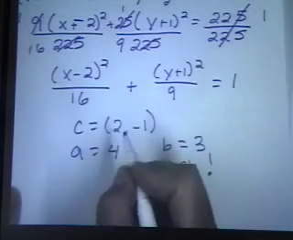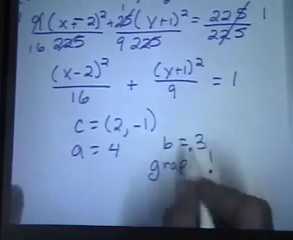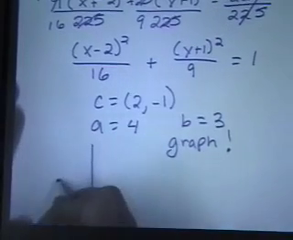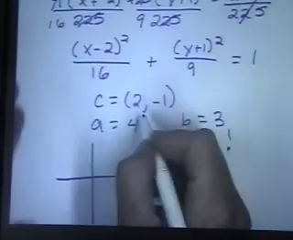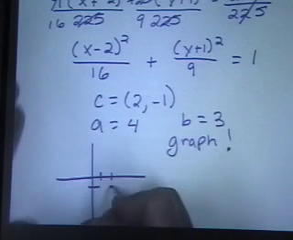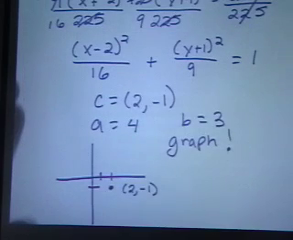Yay! So I'm going to graph my center. My a is left and right, my b is up and down. I'm going to go ahead and make a small graph because I'm running out of space here. My center is at positive 2, negative 1, so I go over 2, go down 1, and I label that point.